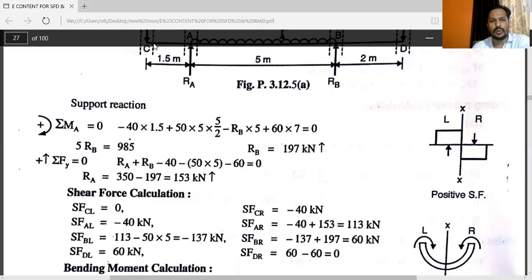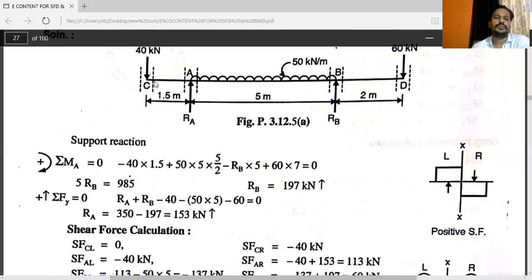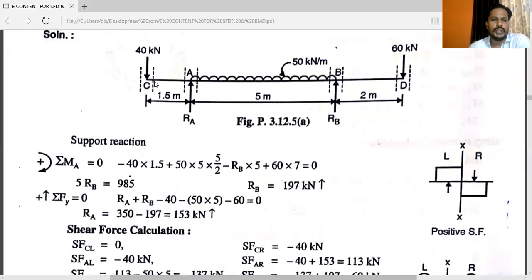Here you can see the cursor location. That is very important. Just to the right, one force is there. At left side, you can see minus 40. So shear force at point C just to the right is equal to minus 40. After that, you come to point A just to the left. Consider only left side forces. So again, for A just to the left, minus 40 kilonewton.